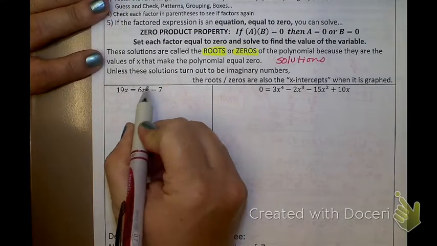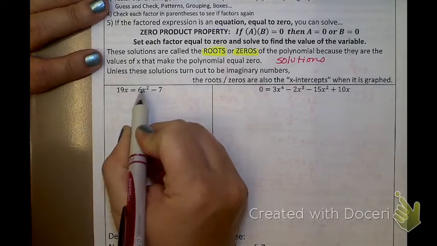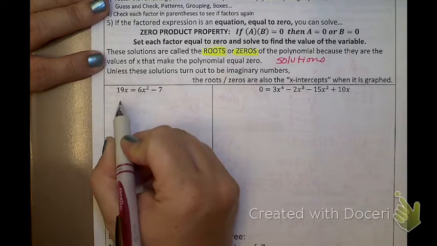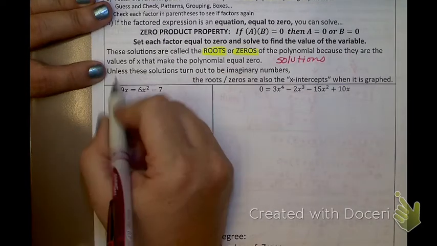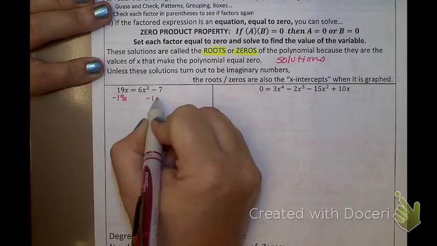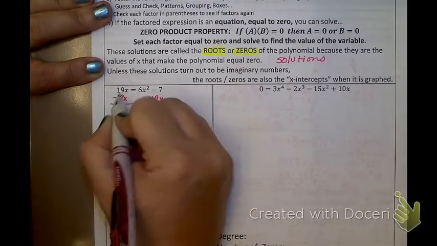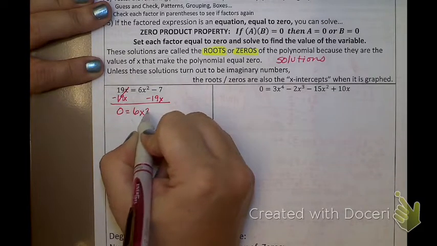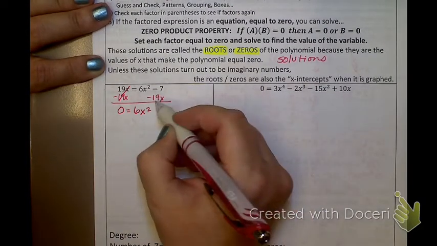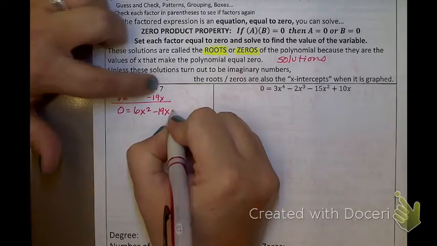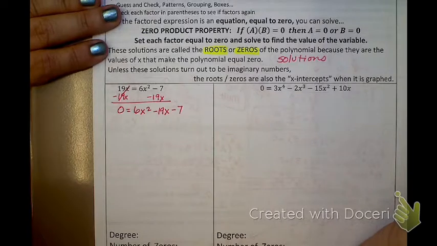This is the highest exponent right here. This term has the highest exponent. It's already positive, so I don't want to move it to the left because that would make it negative. So instead, I'm going to move the 19x over to here. Now, that gives me 0, and then I have 6x squared. And if I want to keep this in standard form, I need to write the minus 19x before the minus 7 so that I keep it in standard form.